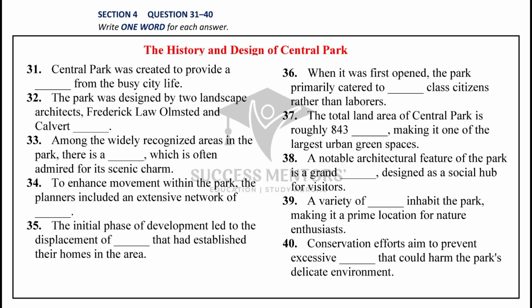IELTS Listening. Section 4. You will hear a lecturer giving a lecture about the history and design of Central Park. First, you have some time to look at questions 31 to 40.